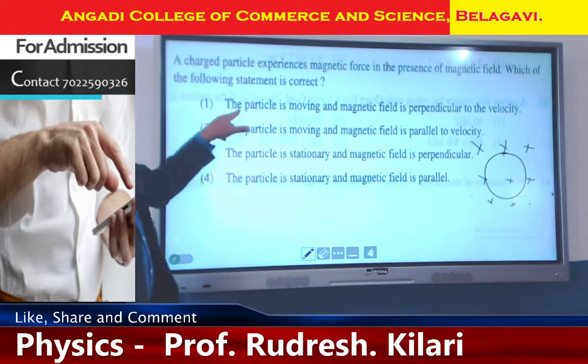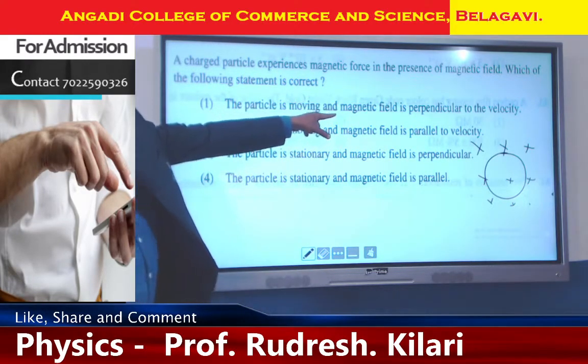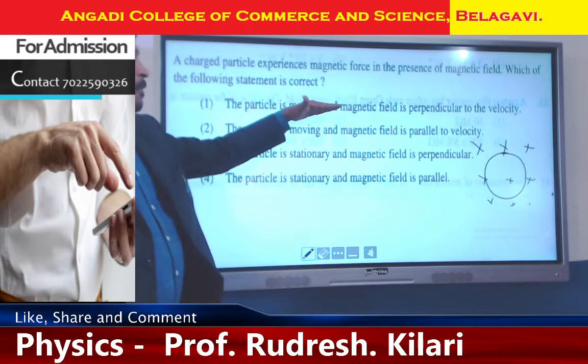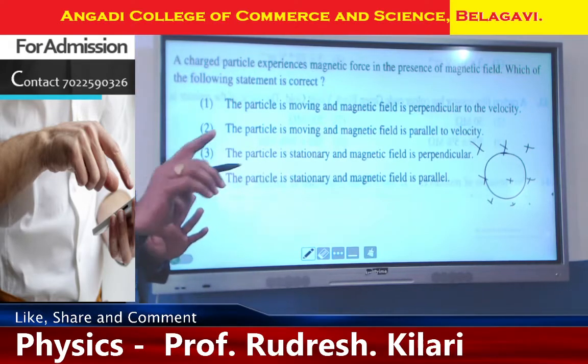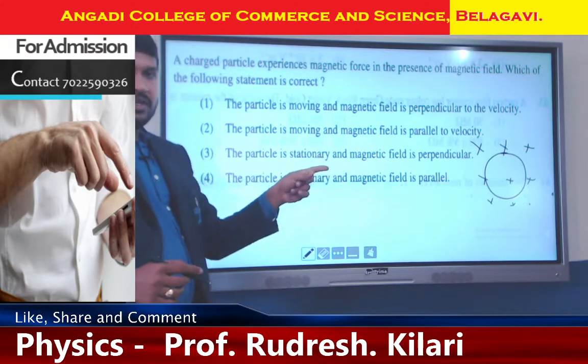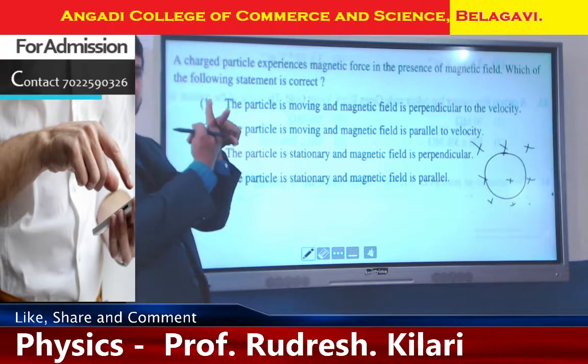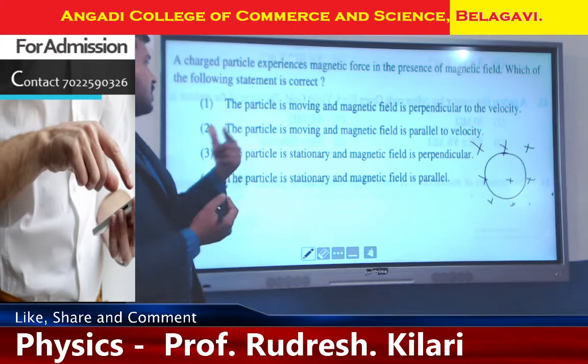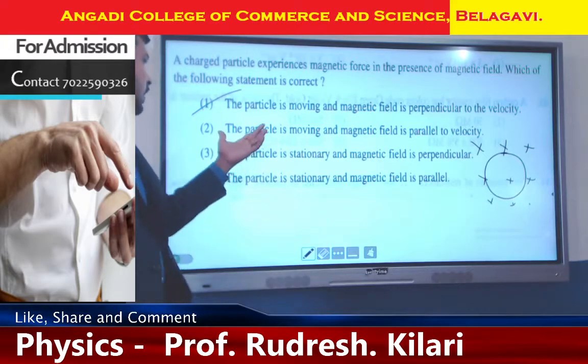We mentioned the particle is moving and the magnetic field is perpendicular to its velocity. Yes. If it is moving in a circular path, velocity and magnetic fields are mutually perpendicular. I mentioned it. Okay, then what is the answer here? Option A is the right answer. You can check the next also.